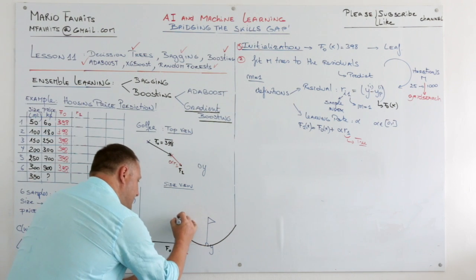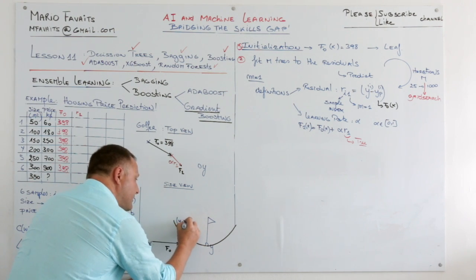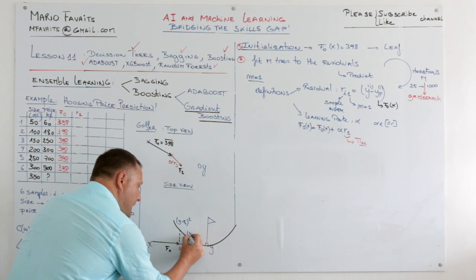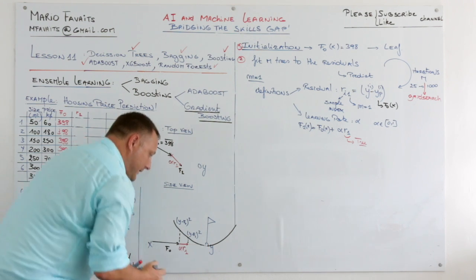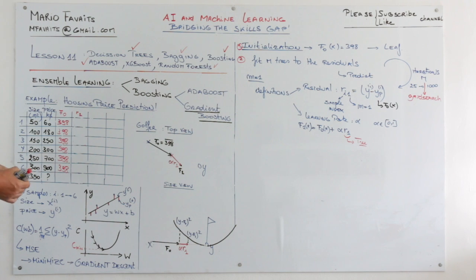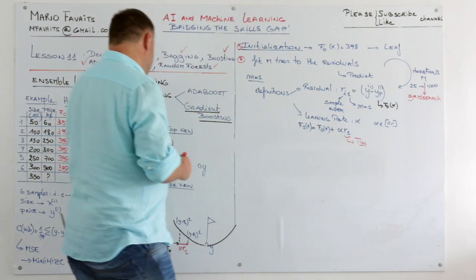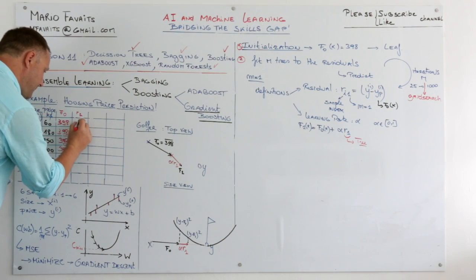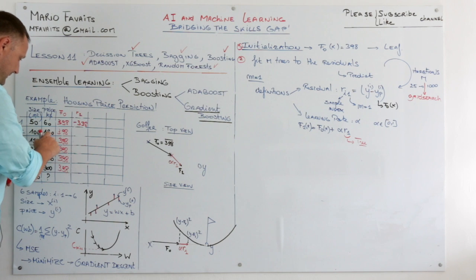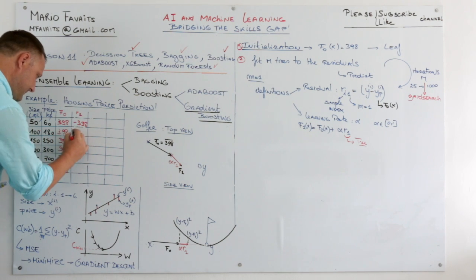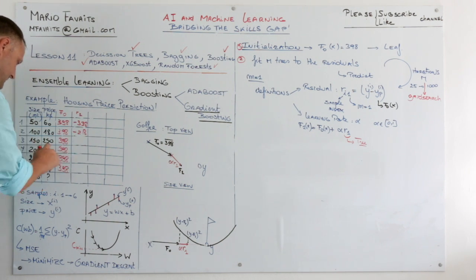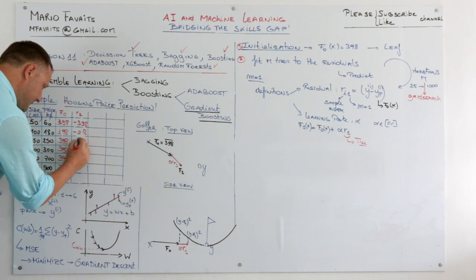Now this point here is y minus F0 squared, and this is y minus F1 squared. So let's calculate the residual here. It's basically 60 minus 398. First point, this is 60, this is 398, that's minus 338. Then 180 minus 398 is minus 218. 250 minus 398 is minus 148.